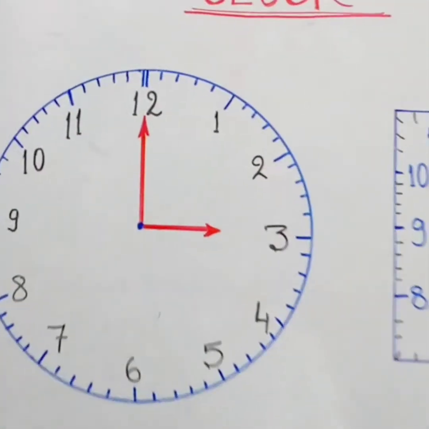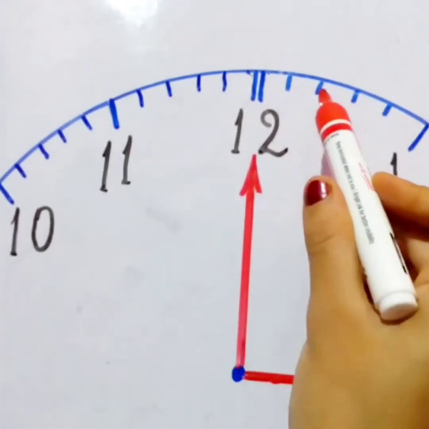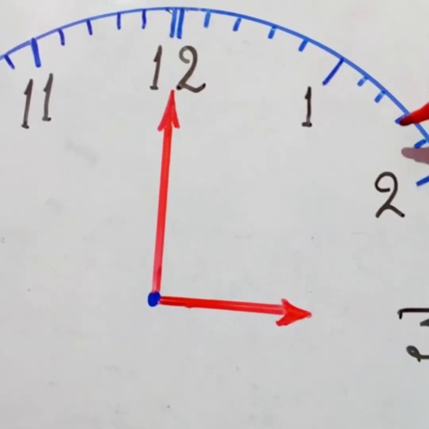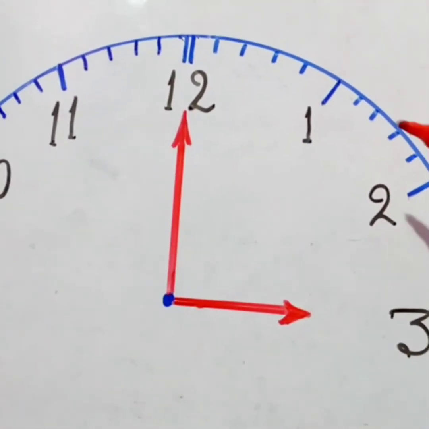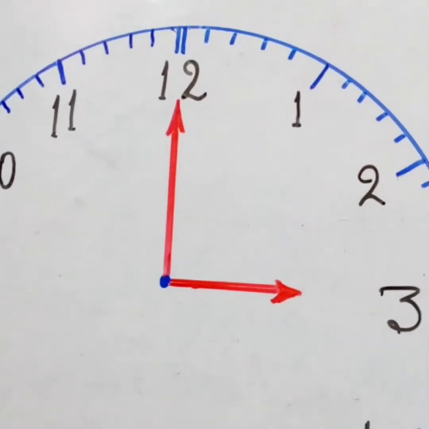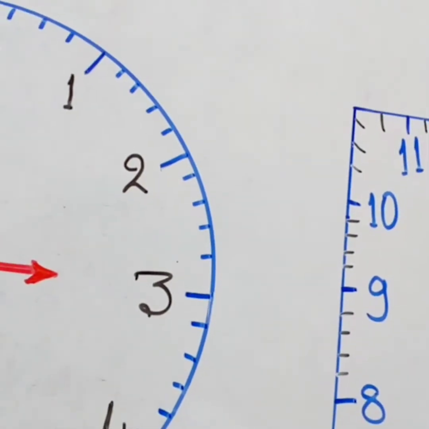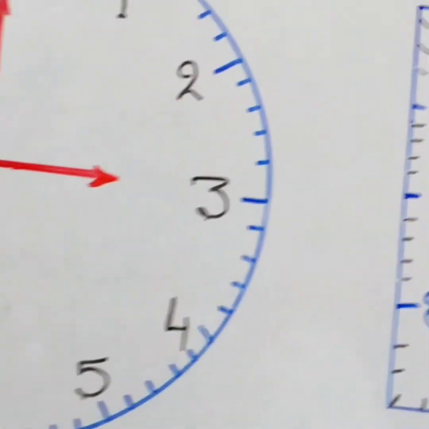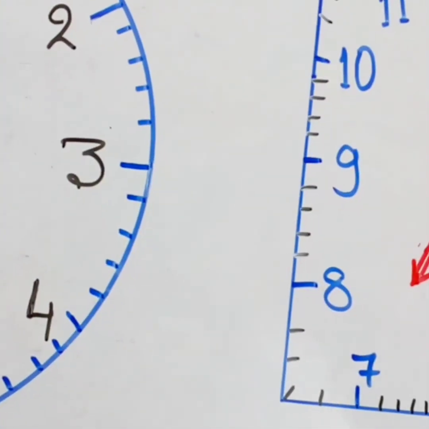And between 12 and 1 you can see that there are 5 units. 1, 2, 3, 4, 5. Again 1, 2, 3, 4, 5. These units are measured as minutes. Between each number there are 5 units.